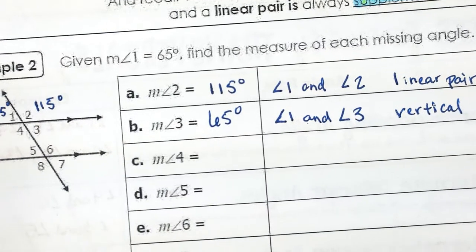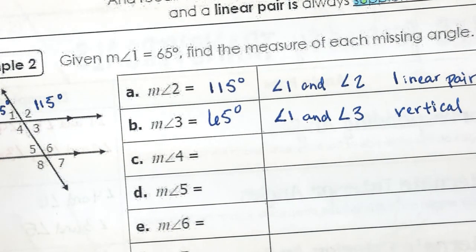Now, you could have gone the vertical route, or you could have talked about the relationship between angle 2 and 3. You see, 2 and 3 have a relationship too, right? What was that relationship? You could have gone the vertical route like I went, but you could also talk about a relationship between angle 2 and 3 and found angle 3. What's the relationship between angle 2 and 3? Linear pair. So you could have gone that route too and still got 65. Multiple ways to do this.